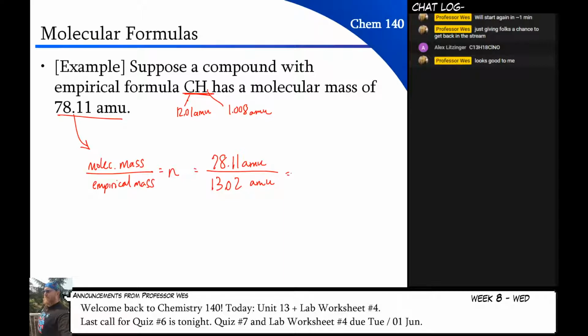And then I can divide these by each other, and I should get a whole number. And I got 5.99999. So this is what I got. So if I multiplied this times 6 to get the mass, I should be able to do the same thing to the formula. So here's my empirical formula. Here's the molecular formula.